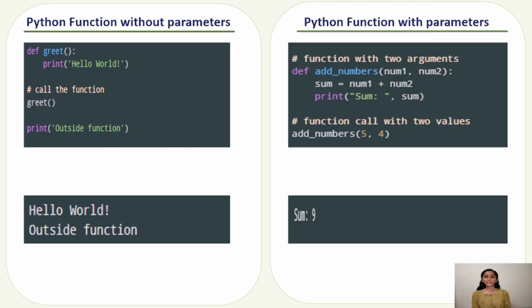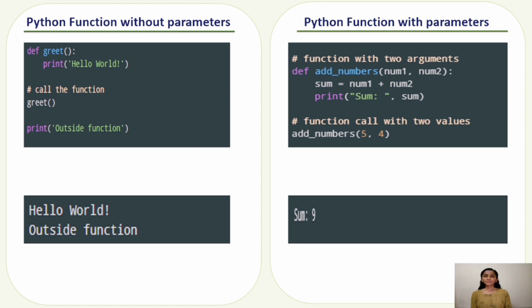Python function without parameters. Let's see an example. Here we have created a function greet. When the function greet is called, the program's control transfers to the function definition. All the code inside the function is executed. So now it prints hello world. The control of the program jumps to the next statement after the function call, and now it prints the statement outside function.